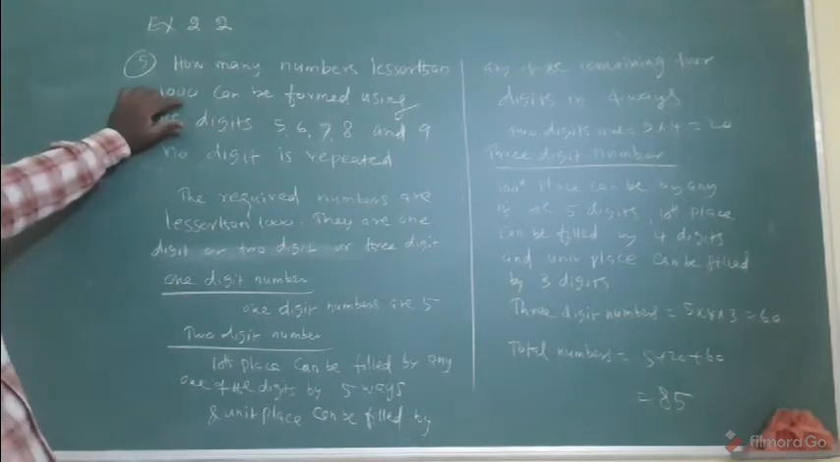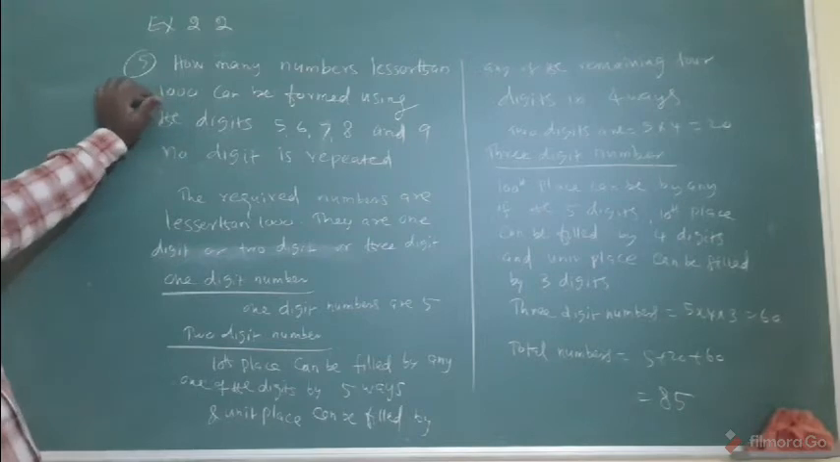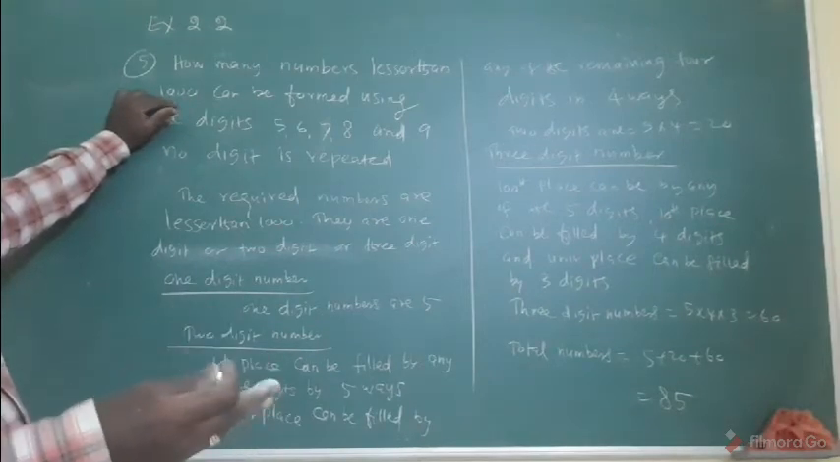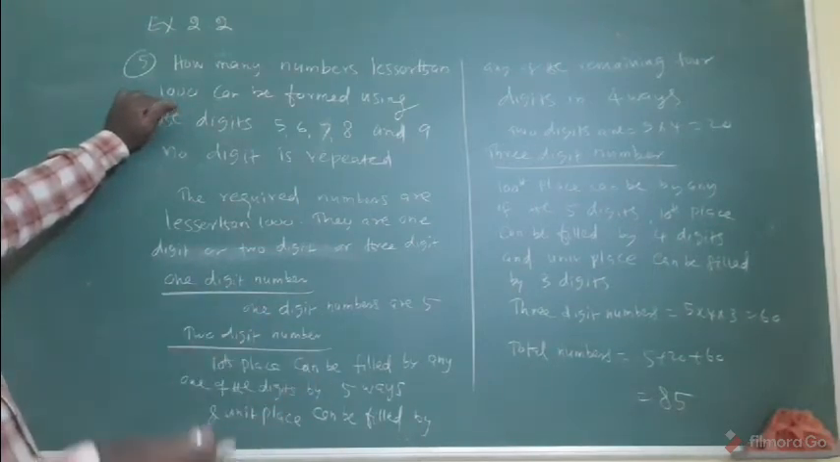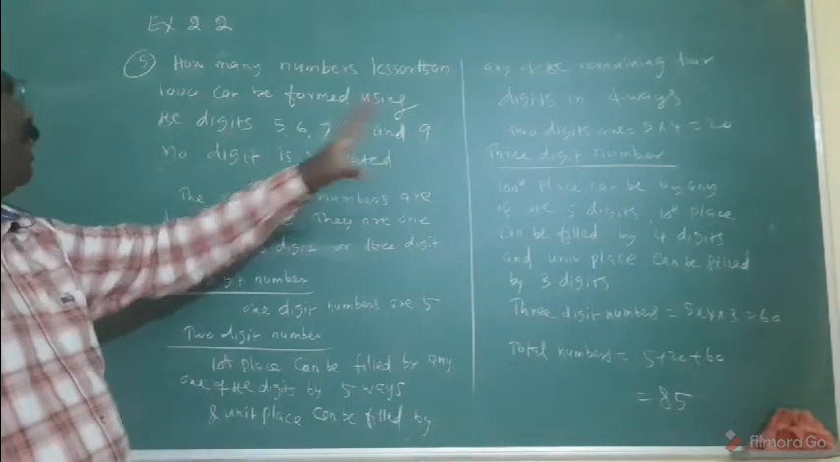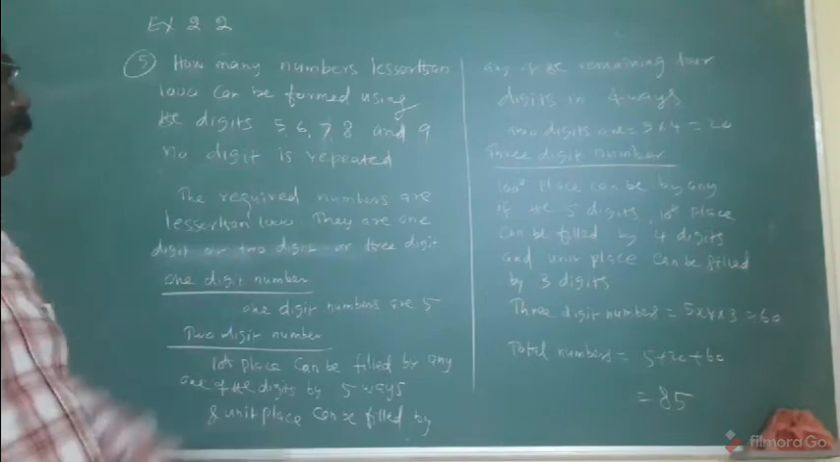We are having 3 digit numbers, 2 digit numbers, and single digit numbers. 1000 is a 4 digit number. Less than means 999, which is a 3 digit number. The digits are 5, 6, 7, 8, 9, and no digits are repeated. This is the question.